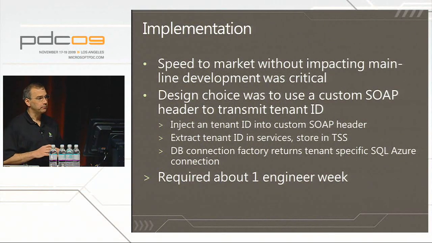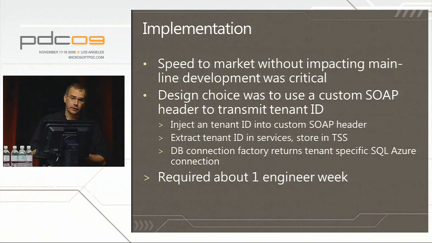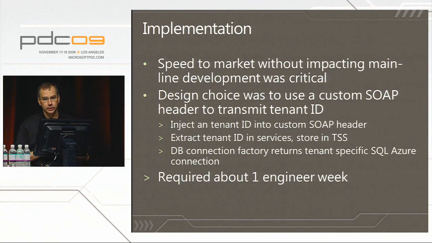So how do we do it? Well, speed to market was important without impacting the mainline development. Our design choice was to use a custom SOAP header to transmit the tenant ID in the set of services that we'd already created. We used contract definitions for our set of core services.